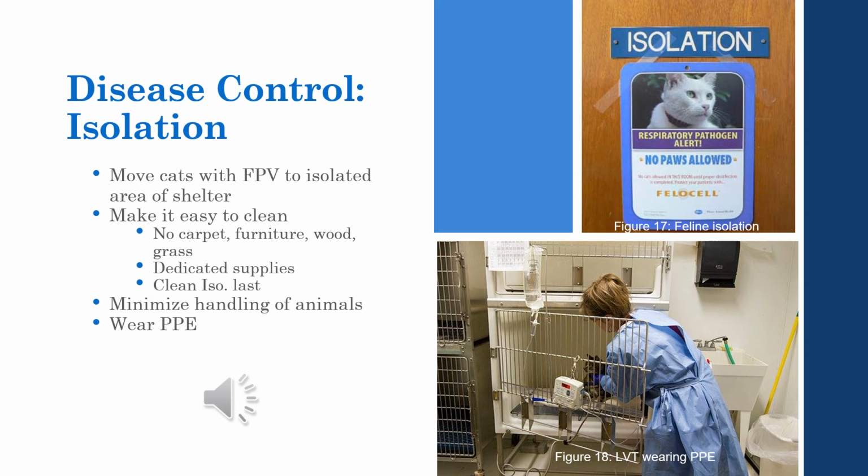Once a cat is deemed infectious, they must be moved to isolation. The isolation area should be in a separate area of the shelter and must be easy to clean and disinfect. No carpet, furniture, wood, or grass should be kennelled with these animals, since it is difficult to clean. Isolation should have its own supplies to include litter, litter boxes, laundry, food, and cleaning supplies. These areas should also be the last in the shelter to be cleaned. Cats infected with this disease should be handled as little as possible with appropriate personal protective equipment.